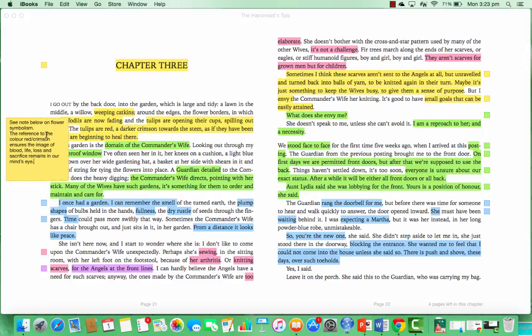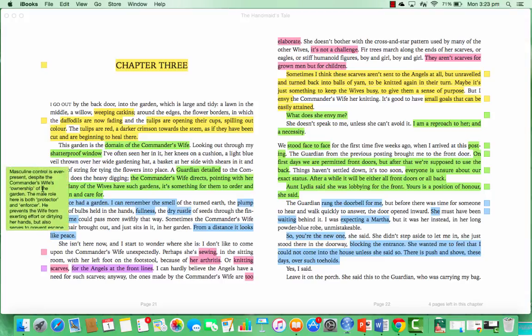Look further below to the notes on the flower symbolism. Here we get a reference to the colour red or crimson and ensures the image of blood, life, loss and sacrifice remains in our mind's eye from previous chapters. It refers to the garden as the domain of the commander's wife, as the protagonist observes through her shatterproof window.